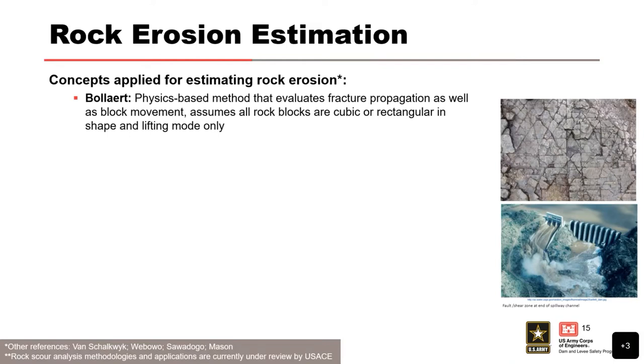The first one was developed by Ballert. This is the comprehensive scour model. He developed a physics-based method that evaluates failure propagation and block movement of the rock. However, it does come with some limitations. His method assumes that all of the rock blocks are cubic or rectangular in shape, and removal occurs by lifting only. So he's taking these very uniform rock blocks and lifting them out of the rock mass. So it does come with some limitations.